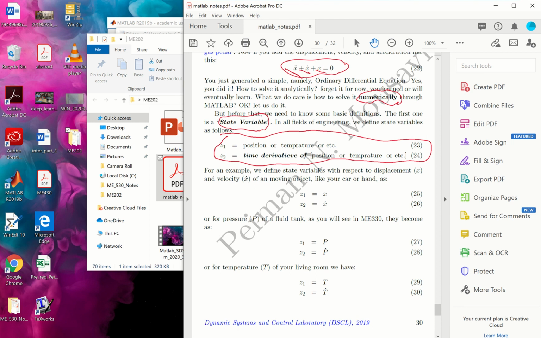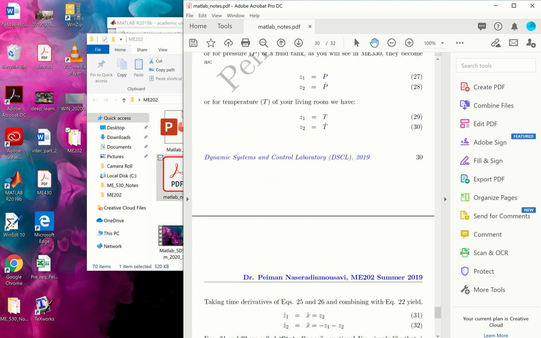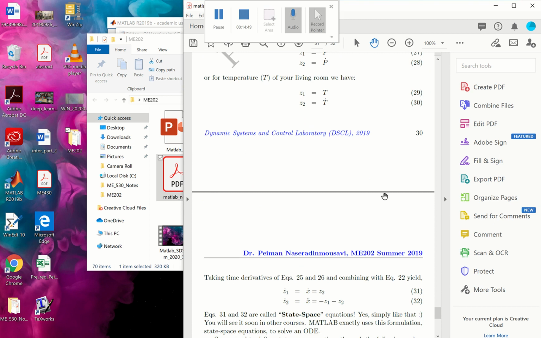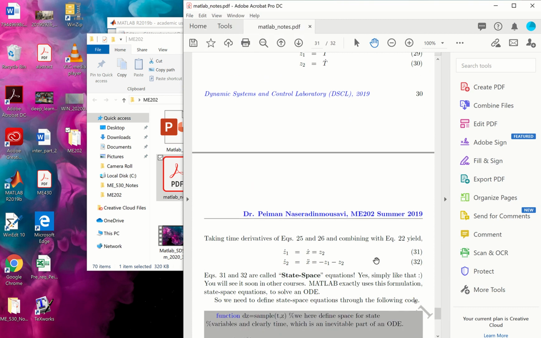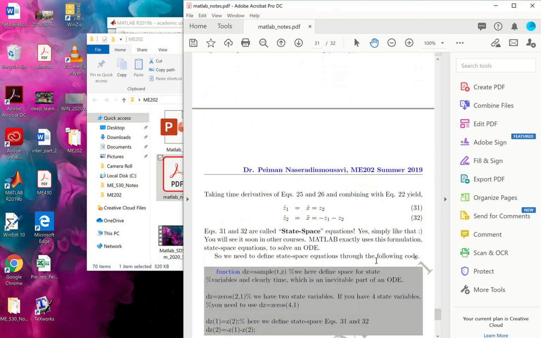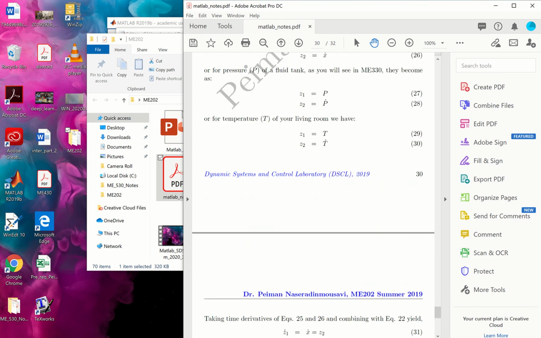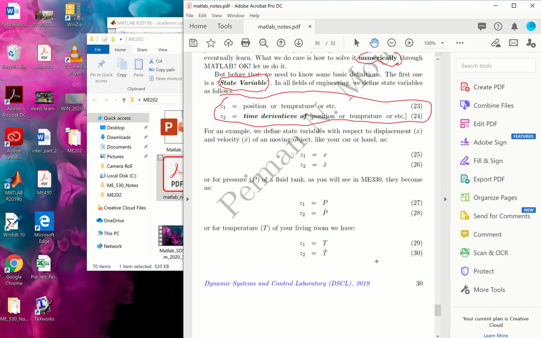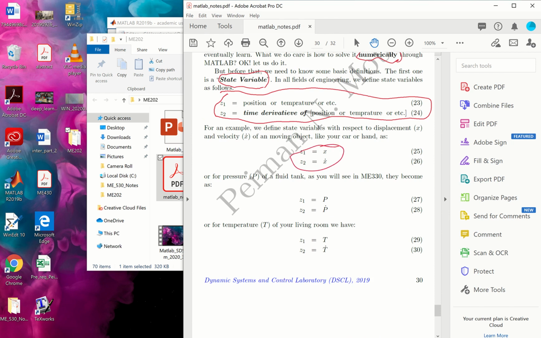The change of temperature in the living room when you open the window or open the door. So, taking time derivatives of equations 25 and 26. I mean this 25 and 26. I'm taking the time derivative from both sides.